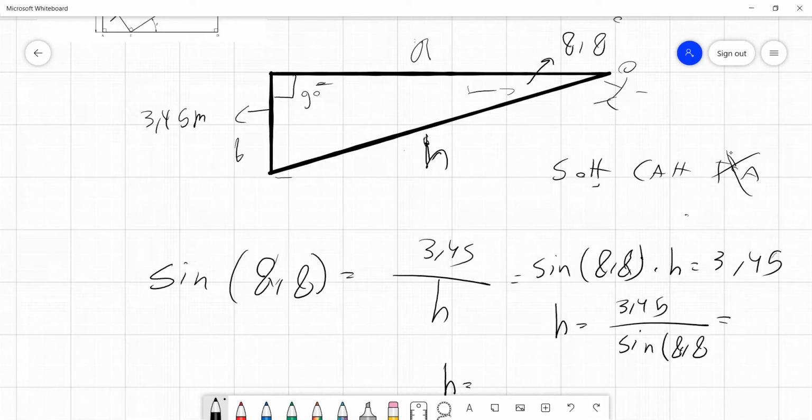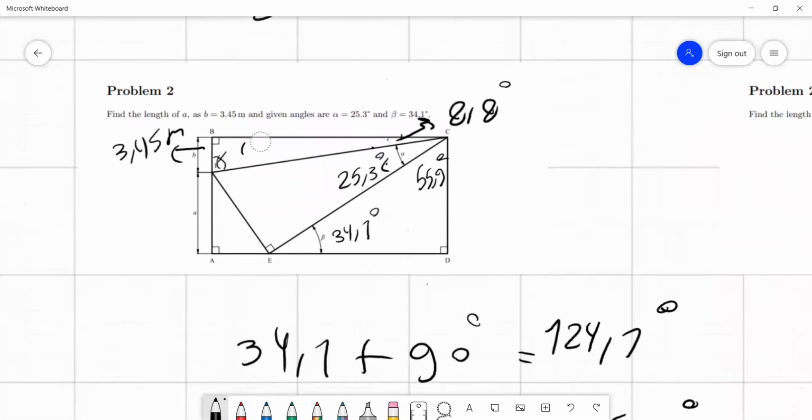That should give us a hypotenuse of 22.55 meters. So what do we know? Now we know a lot more. Now we know this side as well. We know this to be 22.55 meters. Okay, but we're not done yet. Now we need to find the base.